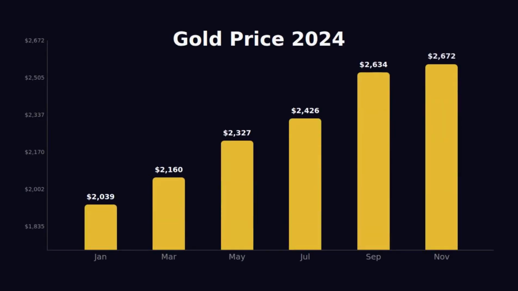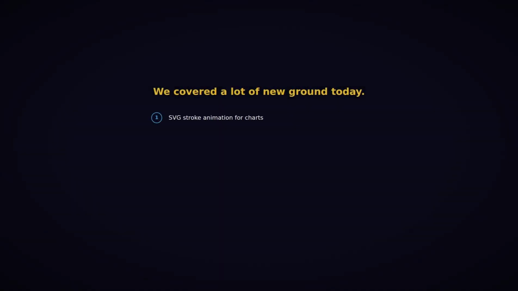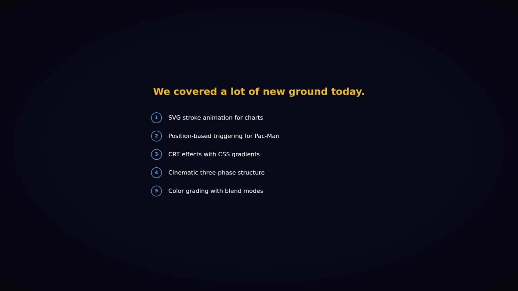That's 5 more animations. Animated charts, Pac-Man text reveal, retro scoreboard, story hook, character cards. Today we covered SVG stroke animation for charts, position-based triggering for text reveals, CRT effects using CSS gradients, 3-phase cinematic structure, and mood-driven color grading with blend modes.